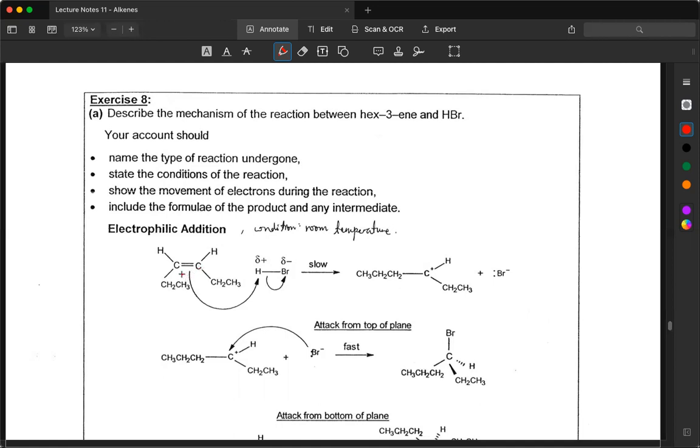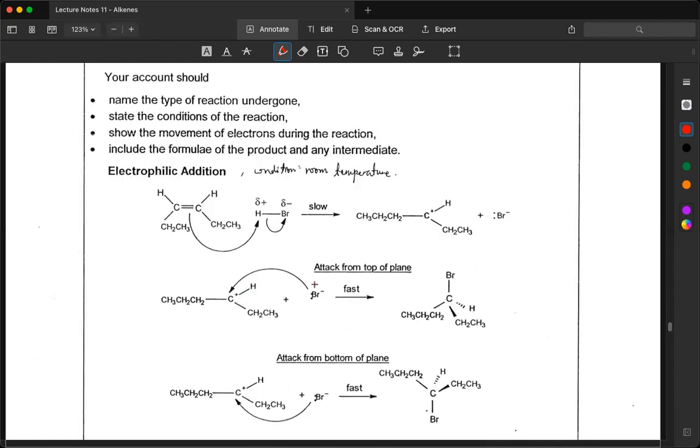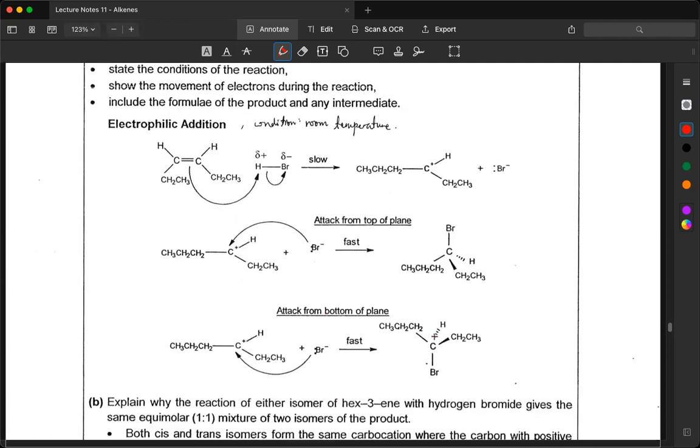the H is bonded, actually equal likelihood, because they are both the same. Doesn't matter. And then from the top of the plane, the Br can attack and you form something like this. So this H and this one will become, yep. If you attack from the bottom, the H will become receding into the paper and like that.